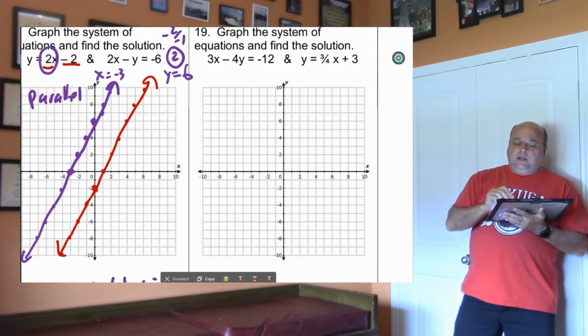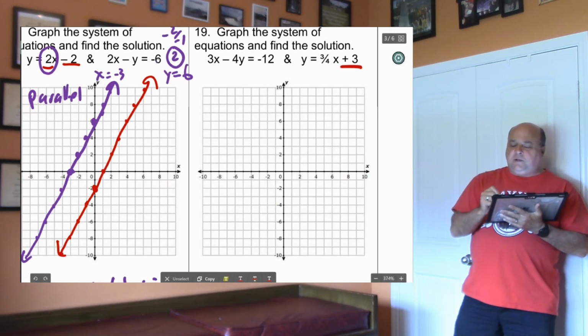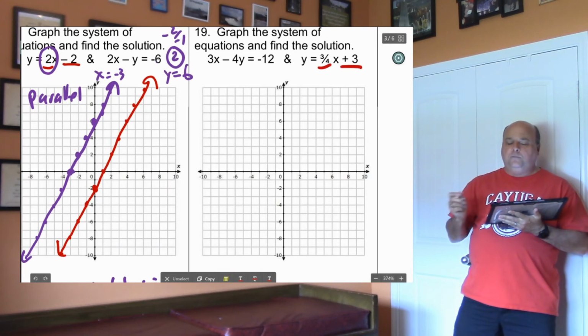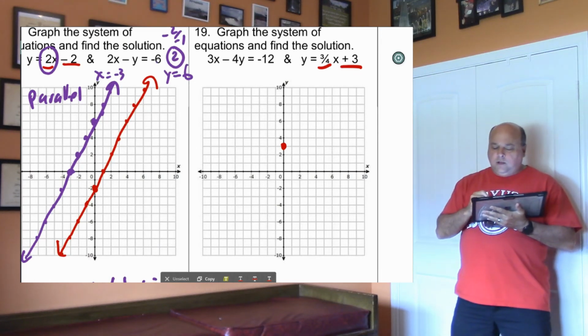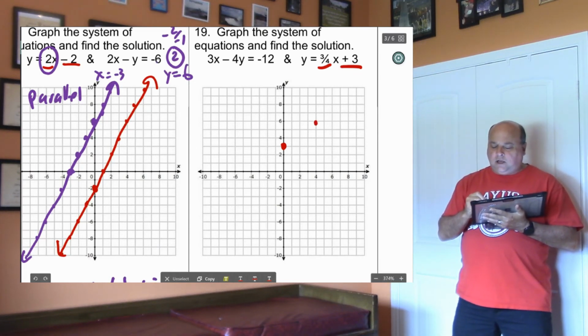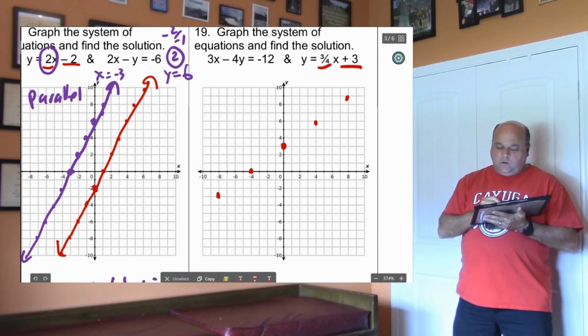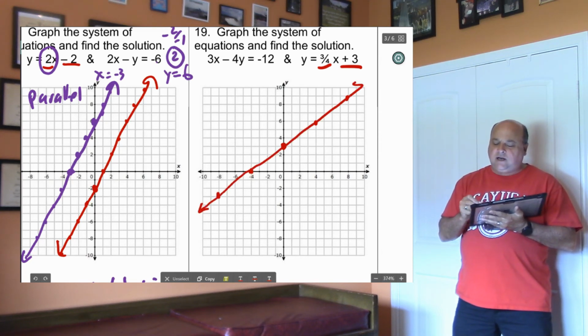Okay, let's do this one first. It's in y = mx + b form. My y-intercept is 3. My slope is 3/4. Put a dot at the 3. Then we're going to go up 3, right 4, and draw a dot. Up 3, right 4, draw a dot. And then I'm going to go backwards, down 3, left 4, down 3, left 4. Fun, fun, fun. Connect the dots.